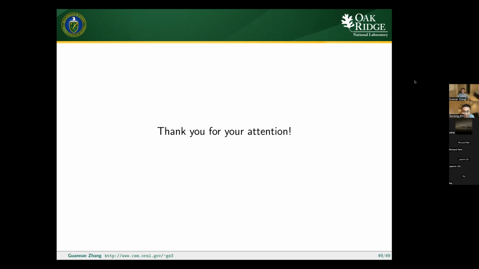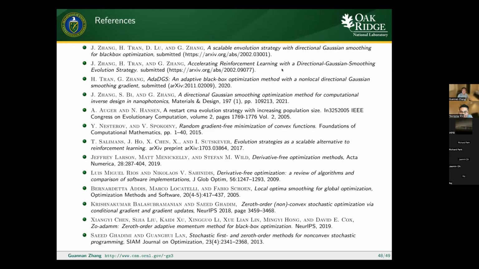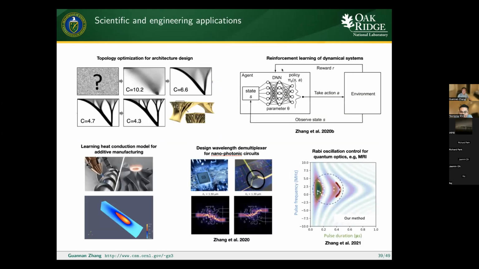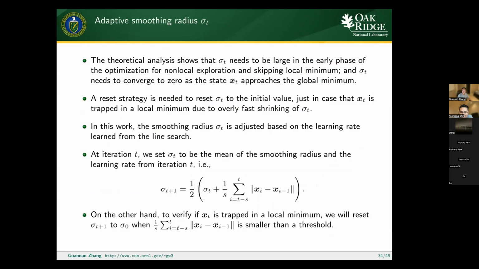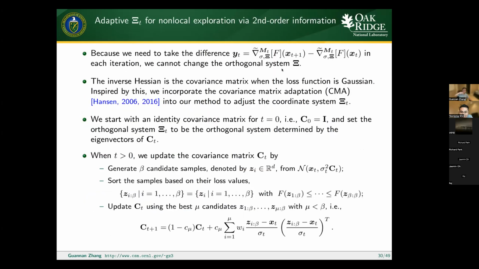I had a question, Dr. Zhang. Yeah, sure. On your slide 31, you showed computing the covariance matrix. But for a very high dimensional problem, will it not be cumbersome to compute the covariance matrix?